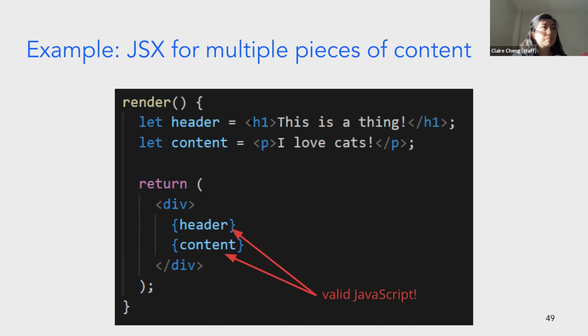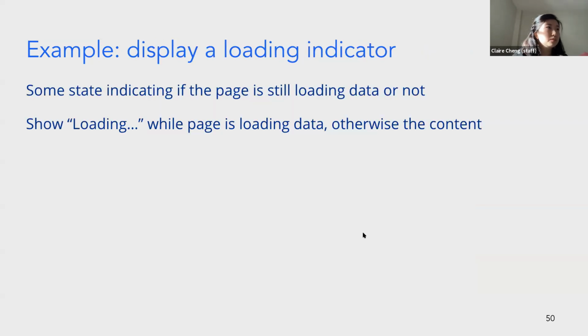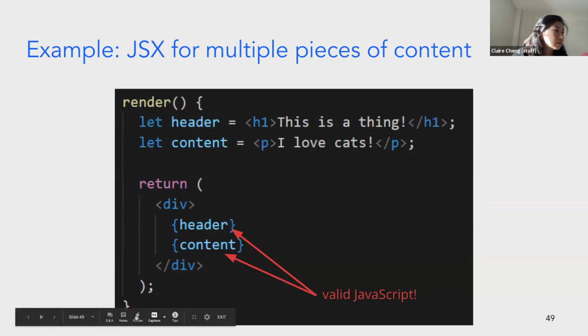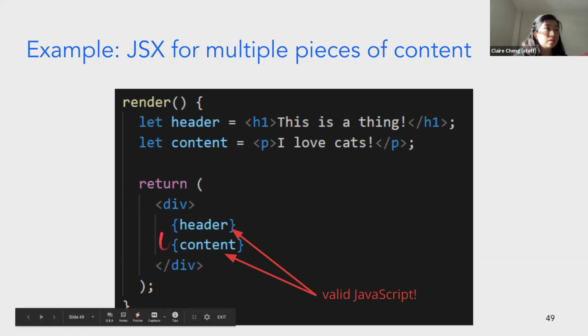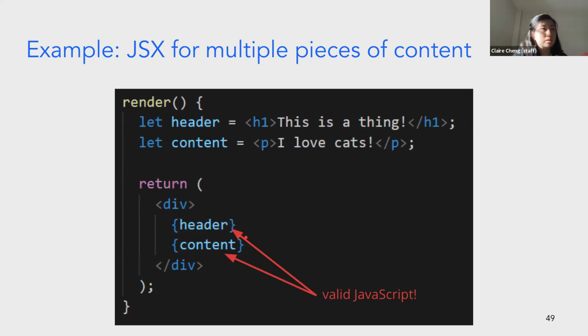If you only put these things on the right side in this div, then you don't need curly braces because these are just pure HTML, right? Like h1 tag, p tag, we all know about those. But since we're setting them equal to a JavaScript variable, these have to be in curly braces in the return statement so that React knows that this is a JavaScript variable.